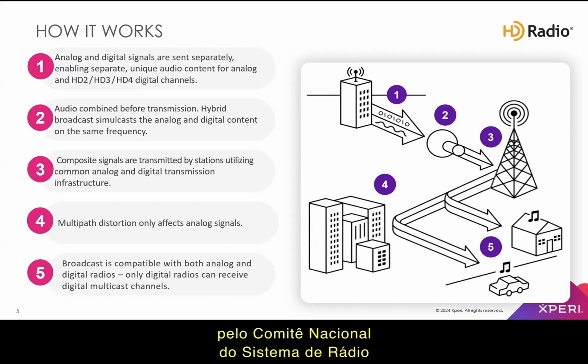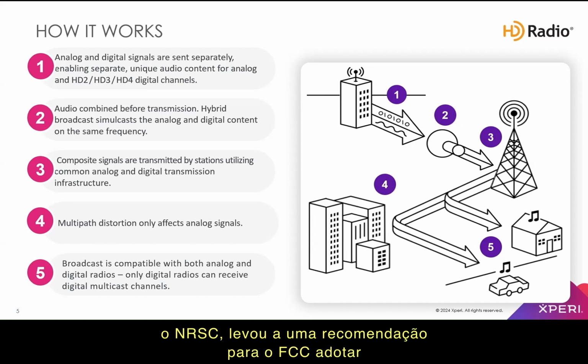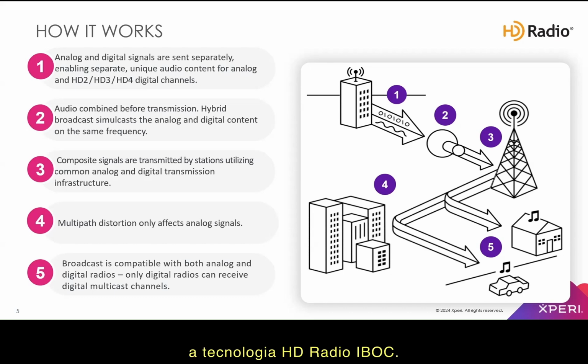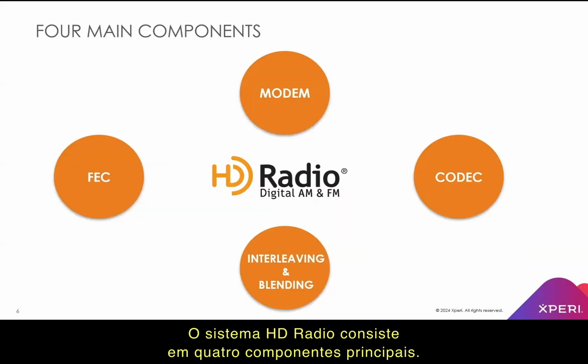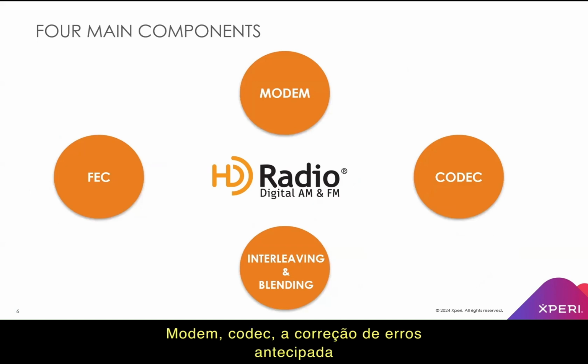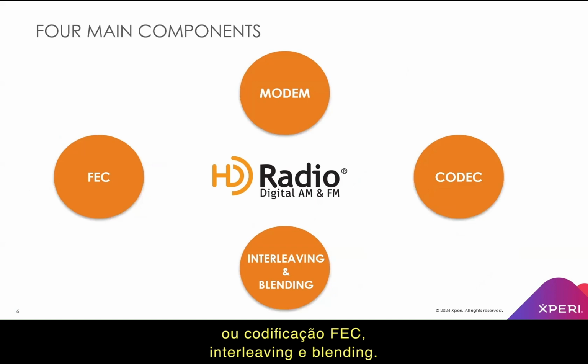Extensive evaluation by the National Radio Systems Committee (NRSC) led to a recommendation for the FCC to adopt HD Radio iBiquity technology. The HD Radio system consists of four main components: the modem, the codec, forward error correction or FEC coding, interleaving, and blending. These elements are integrated to meet the HD Radio requirements.